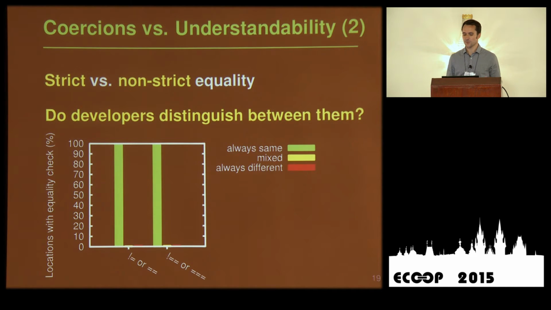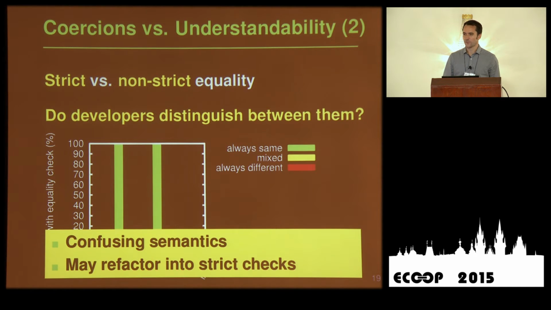This basically means there is no good reason to use non-strict equality, but instead most of these code locations should probably be refactored into strict equality checks just to make them easier to understand. Given that they use non-strict equality, they are actually harder to understand because if you read the code, you always have to reason about the coercions that could happen. So this is a case where the confusing semantics of the two equality operators harm the code understandability, and there's a potential to refactor some of these code locations into strict checks.